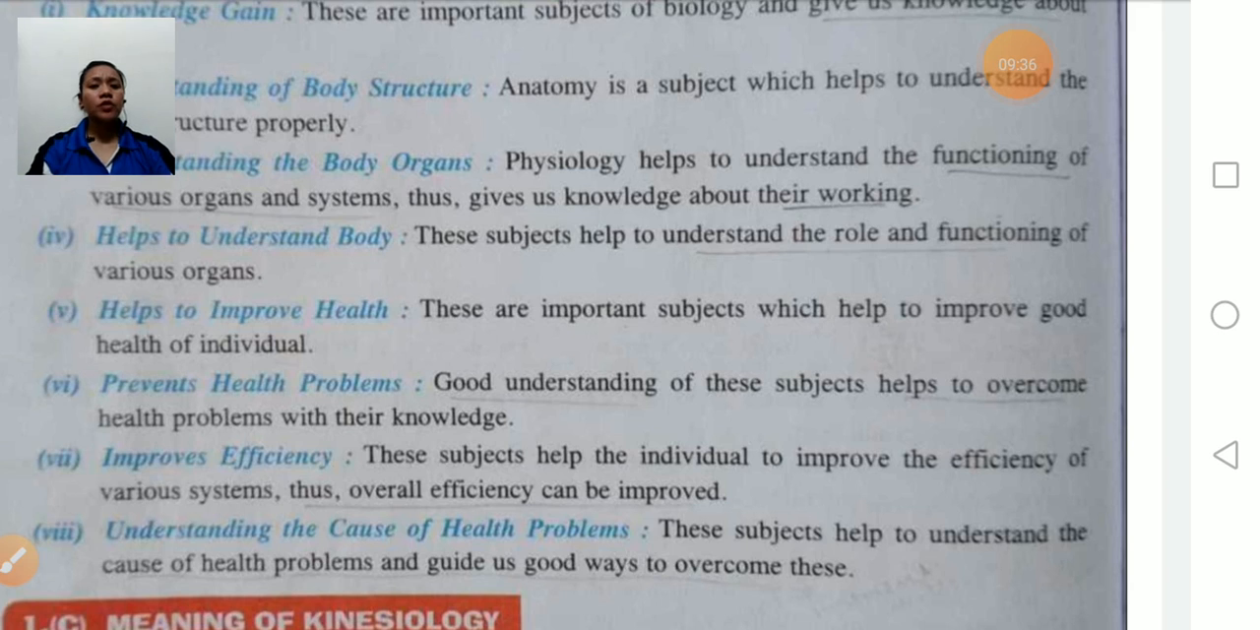Prevent health problems: a good understanding about our body. If we have knowledge about our body and our internal organs, then it will help us overcome health problems. Improve efficiency: this subject helps the individual to improve the efficiency of various systems. With the help of anatomy and physiology, we can improve the efficiency of various systems, and if the efficiency of various systems improves, the overall efficiency of our body can be improved.